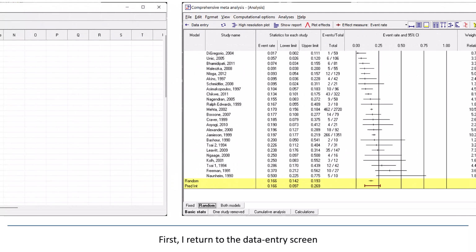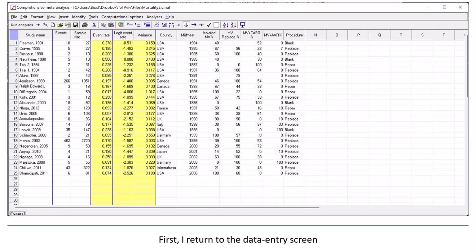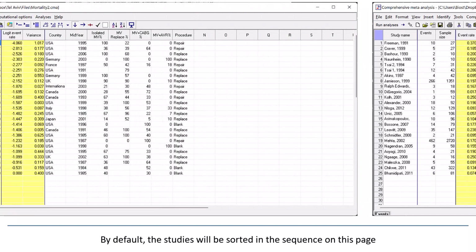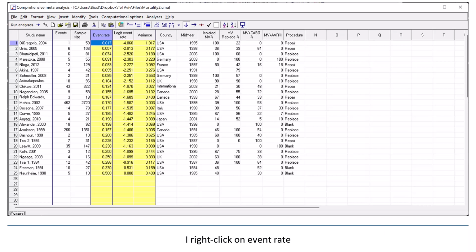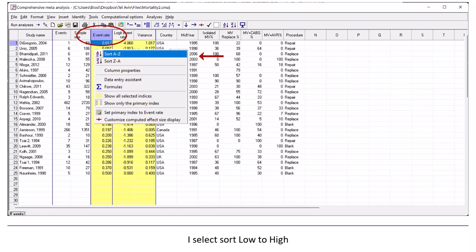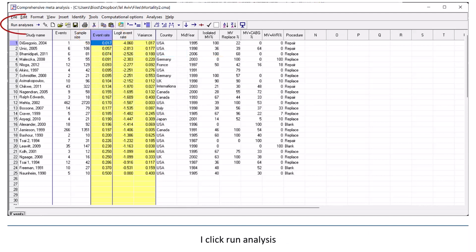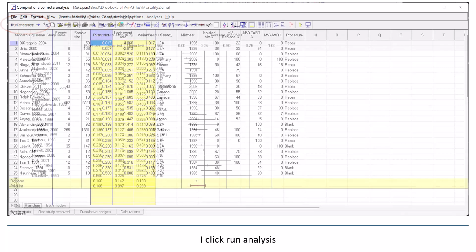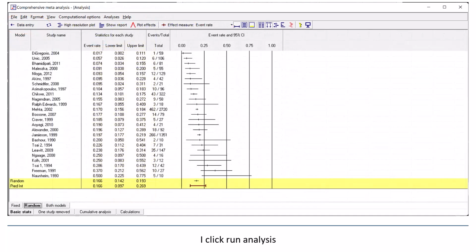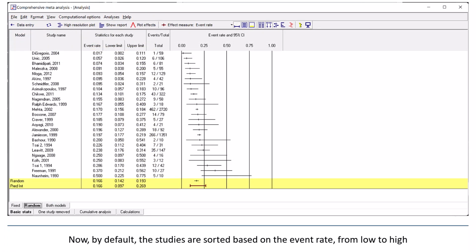First, I'll return to the data entry screen. By default, the studies will be sorted in the sequence on this page. I right-click on the event rate. I select Sort Low to High. I click Run Analysis. And now, by default, the studies are sorted based on the event rate from low to high.